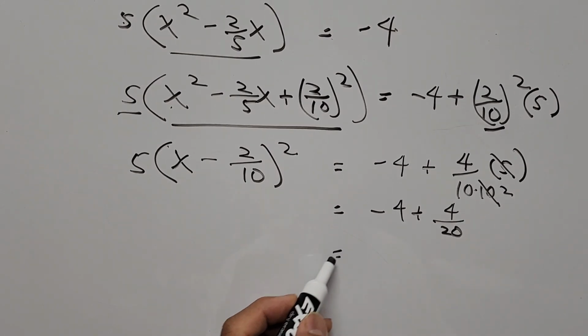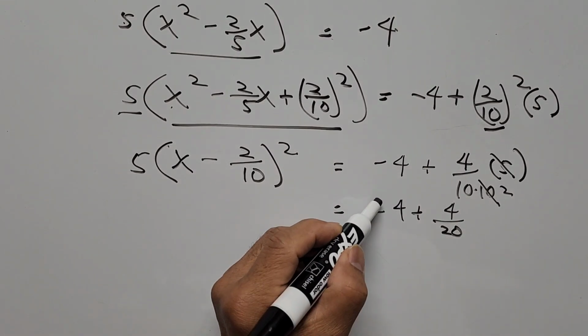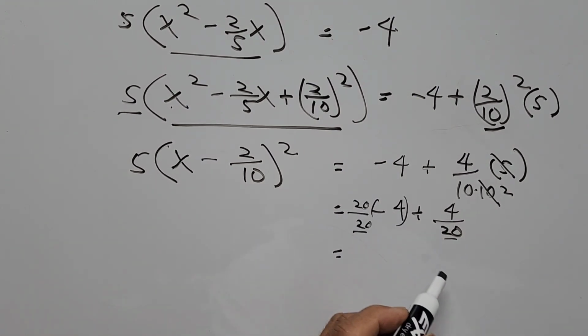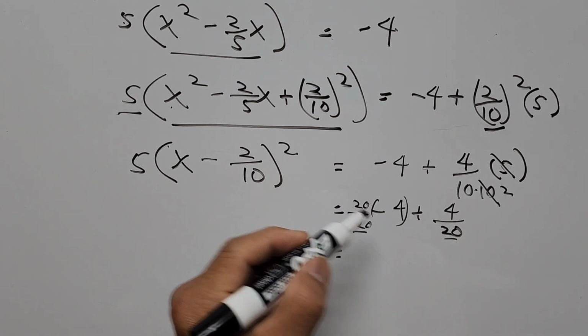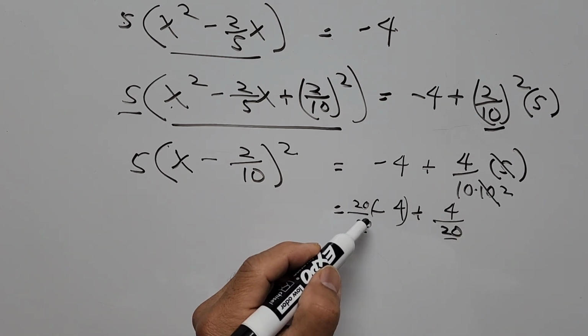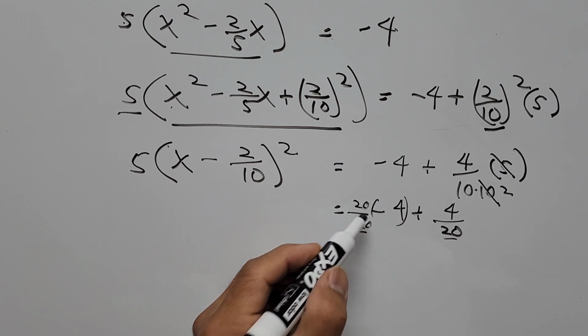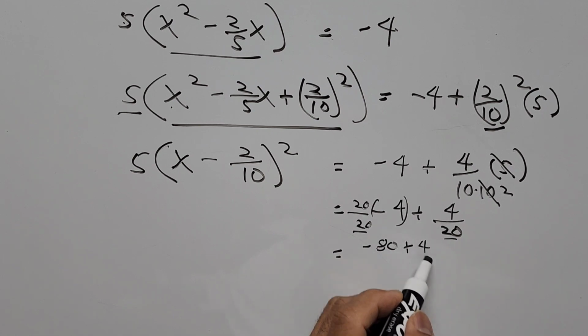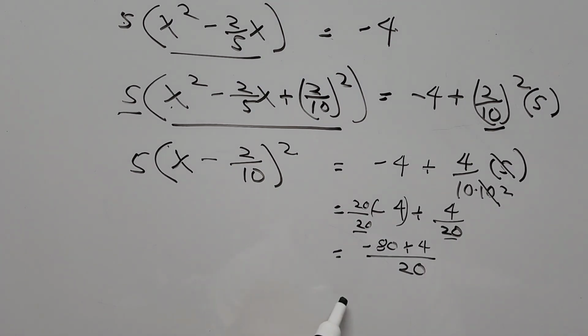Simplify the right hand side. So we multiply this by 20 over 20. So we're going to have the same denominator. So we can now proceed adding the numerators. So 20 times 4 is 80. That's negative. So that's negative 80 plus 4 over 20. So this is now negative 76 over 20. This can be simplified further as negative 76 over 20, right? So divide by 2 on there.